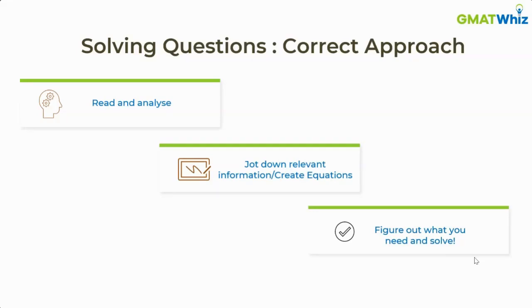But this was a general trend that I was talking about solving any questions. Now, what I'm going to focus more on in this webinar is the second part, where you are creating equations and jotting down relevant information. And obviously, I'll be using questions to show you how you can do this. Okay. So how do I do this? Let me tell you very clearly.